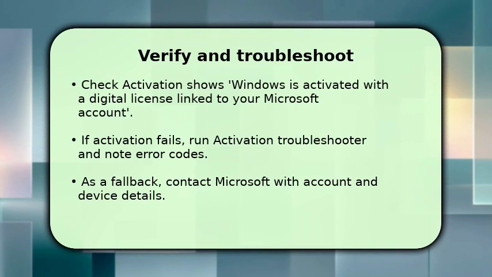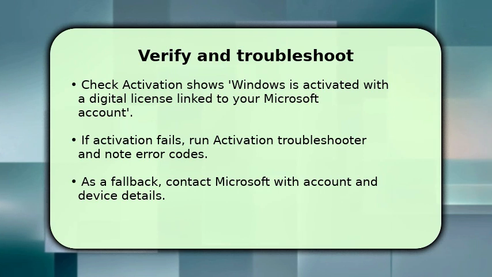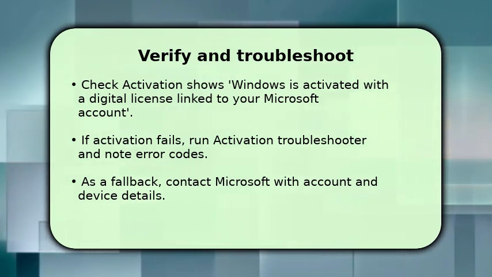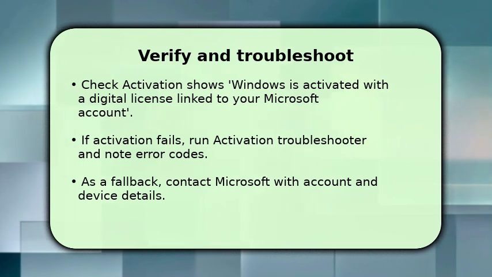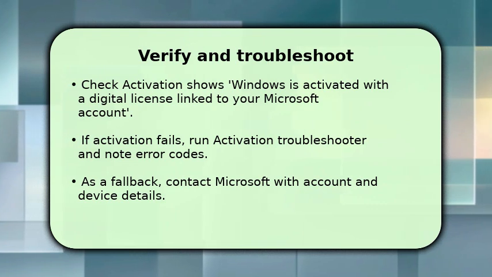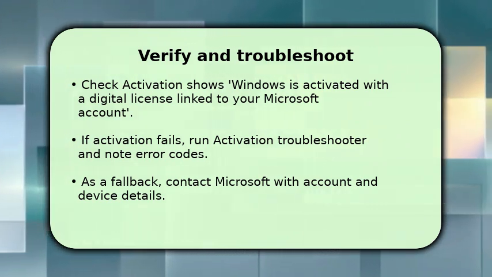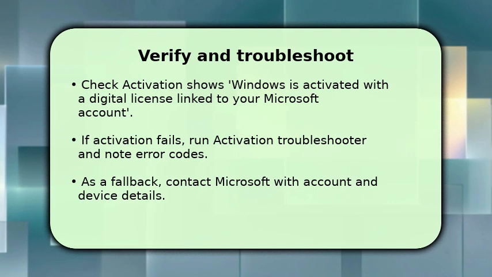Finish by verifying the activation page reads that Windows is activated and linked to your Microsoft account. This confirms success and enables automatic reactivation after hardware changes. If activation fails, open Activation Troubleshooter, follow the guided steps, and record any error codes shown. These codes explain whether the issue is key-related or account-related.